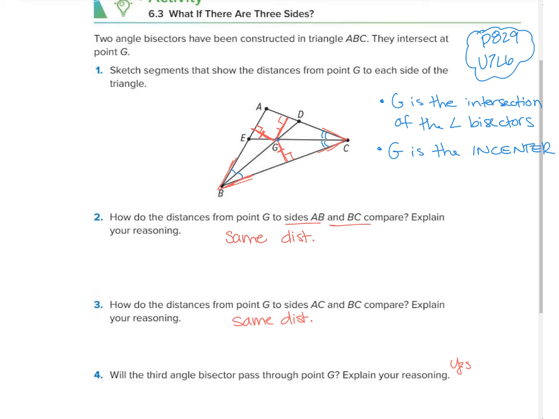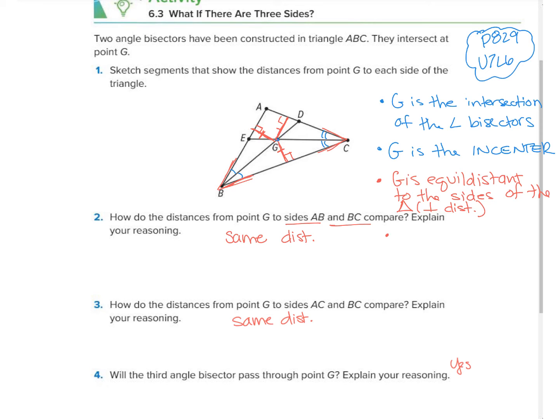So what do we do with these special sides? Let's put this first in our list. G is equidistant to the sides of the triangle. I'm going to put in parentheses, it's a perpendicular distance. This isn't a random distance. It's that red perpendicular distance.